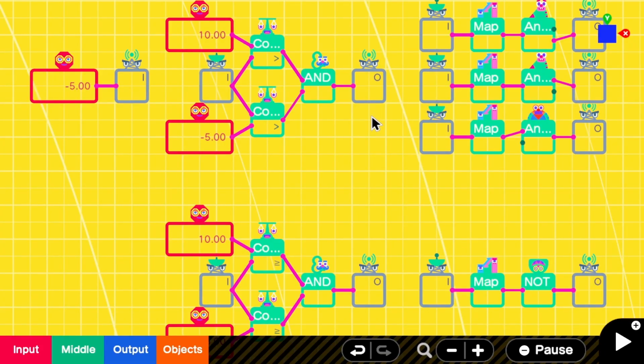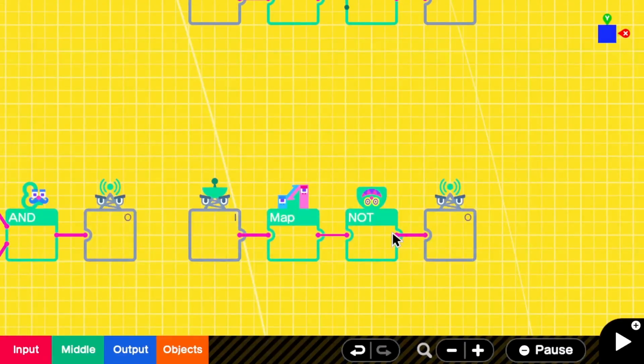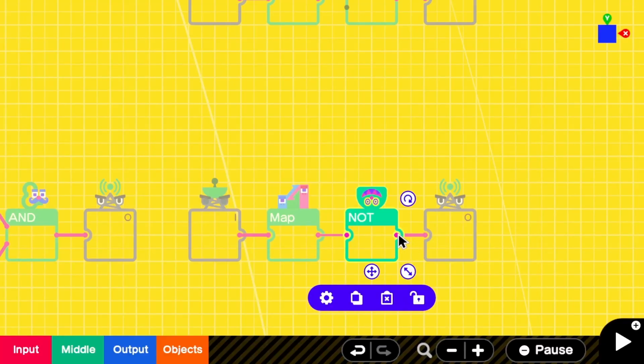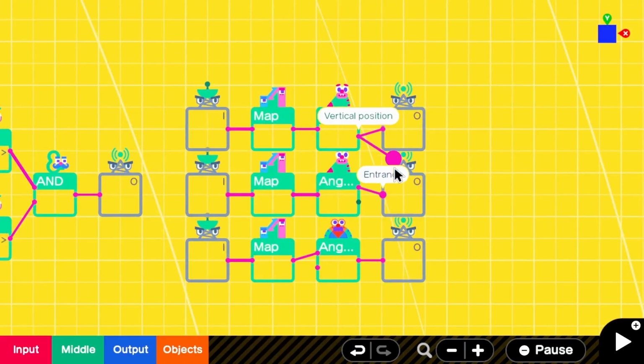However, if it doesn't really matter to you, I would be more inclined to recommend this one because this one has a NOT at the output and the output is always either 0 or 1. Instead of here, which you can't really predict what the value is.